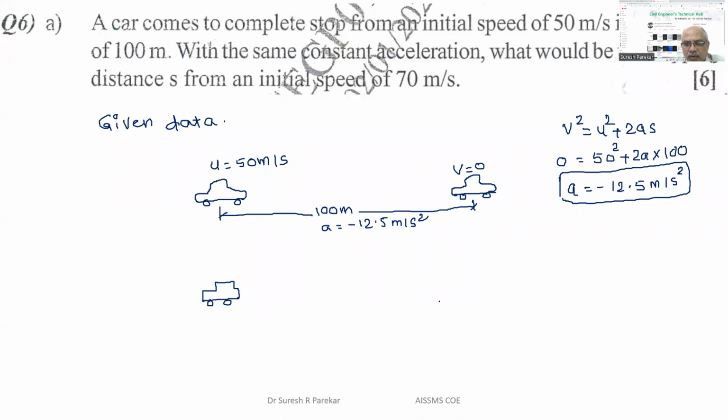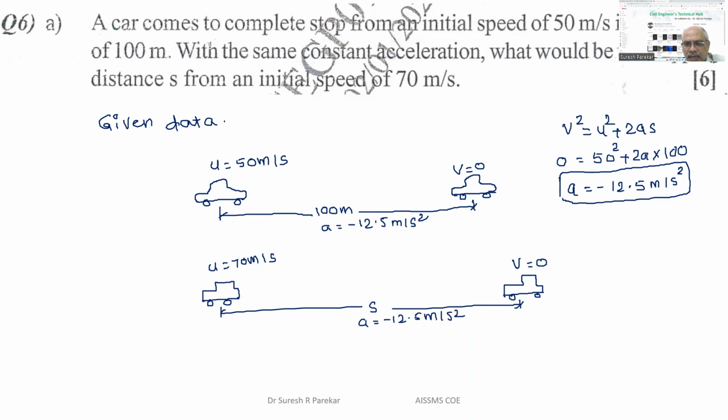And then this is moving. And this is somewhere here, I do not know exactly. So we have been like this, and the initial velocity is given as 70 meter per second. Again, to stop means the final velocity is 0. Now we are interested in finding S, but a is the same, which is minus 12.5 meter per second square.